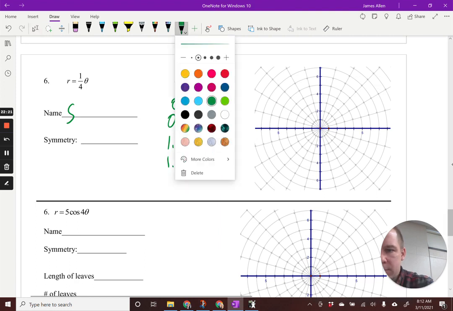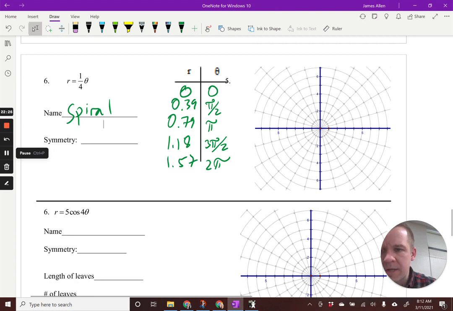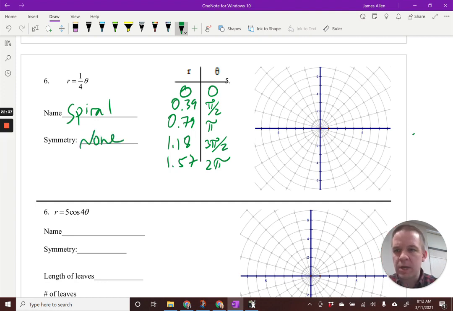Come on, pen. Sorry about that. It was messing up a little bit there. So we got a spiral. We don't have any symmetry with something like this. So we got none for the symmetry. I don't know why it's not letting me write there when I'm recording, so hopefully it fixes itself.